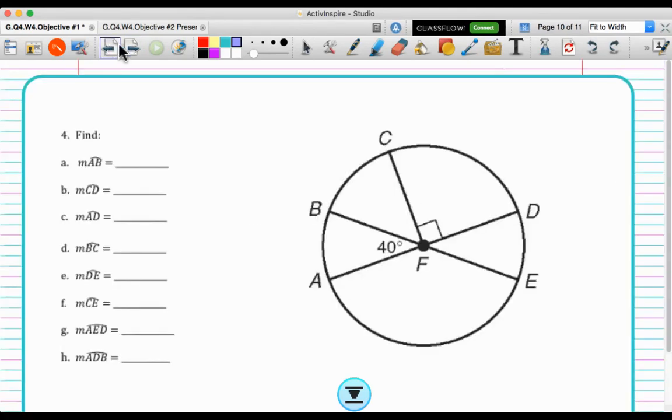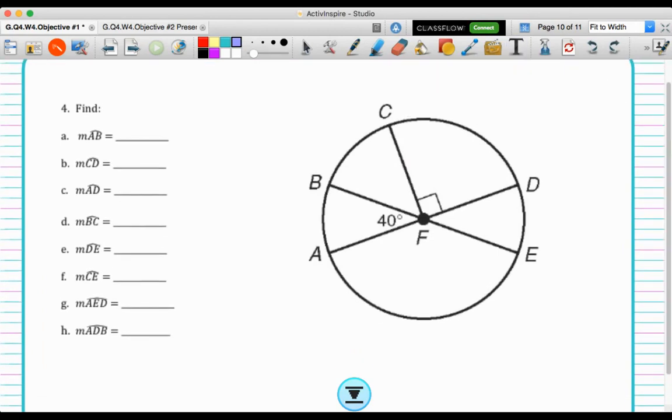Okay. Let's finish off with this last one. So we're going to actually find some measures. I'm going to take it a step further. So remember that a central angle is equal to the arc that it intercepts. So what we know is, what does this symbol mean? 90 degrees. So that means that the arc it intercepts is 90 degrees. I'm just going to fill in what I know. This angle is 40, so that means the arc it intercepts is also 40 degrees.